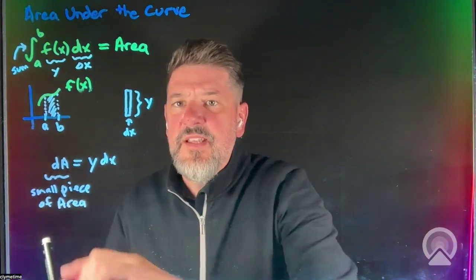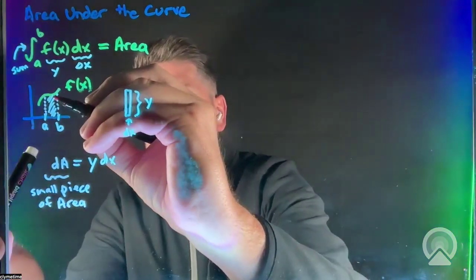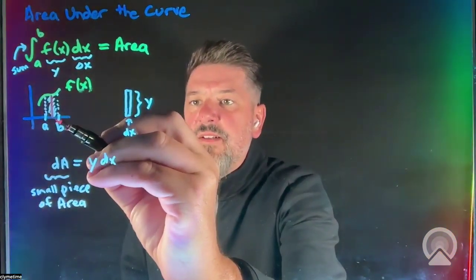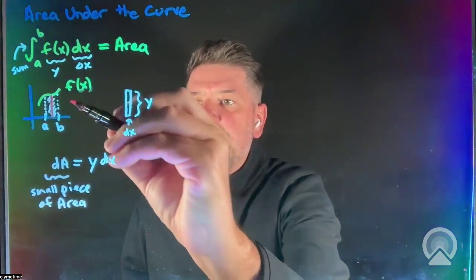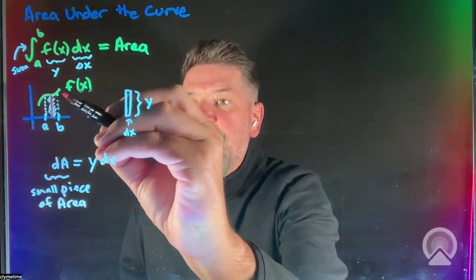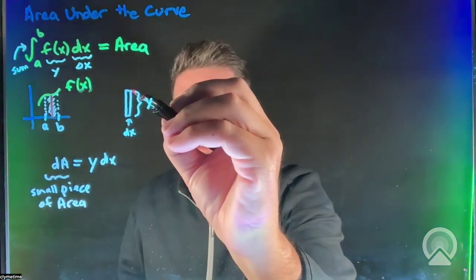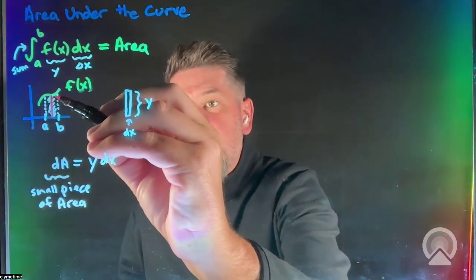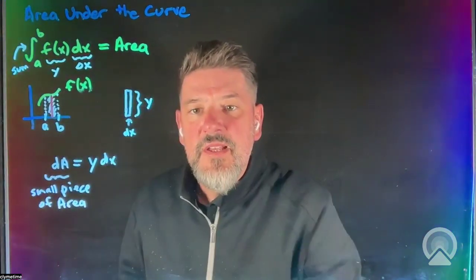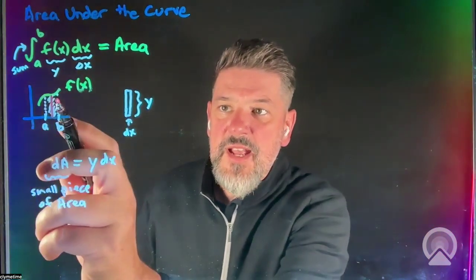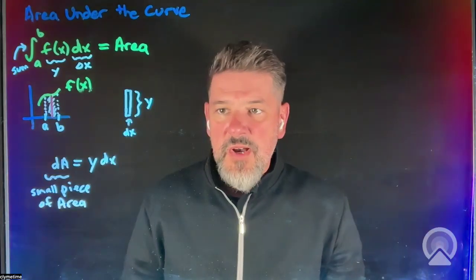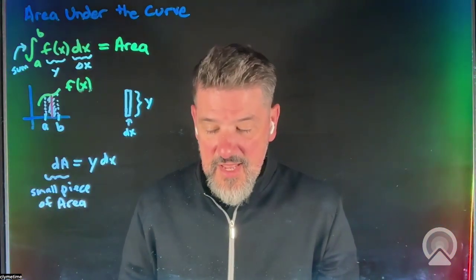So imagine this little tiny rectangle is in here somewhere. And it has a little tiny width. A little tiny width is dx, and it has a height that reaches up to the function. That's why the height is y, because the height of that rectangle goes up and it's bounded by the function at the top. So a little tiny piece of area is called dA.